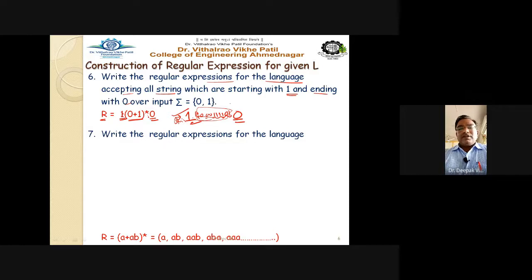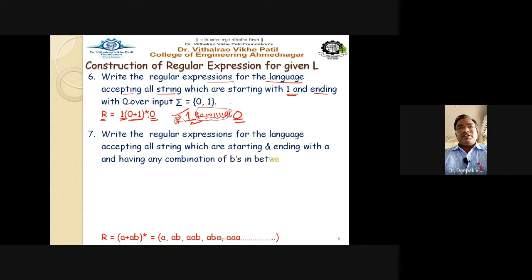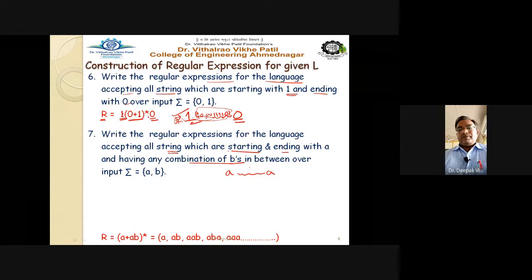Right? Now let us see the next one. Write the regular expression for the language accepting all strings which are starting and ending with A and having any combination of B's in between. So we have to write an expression for the strings. These strings start and end with A, and have any combination of B in between.